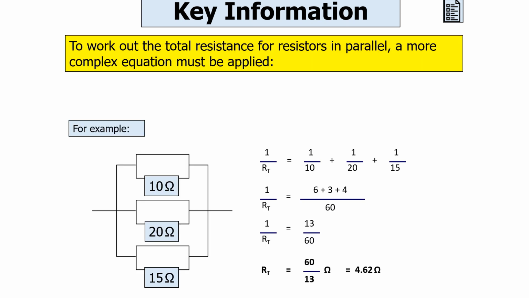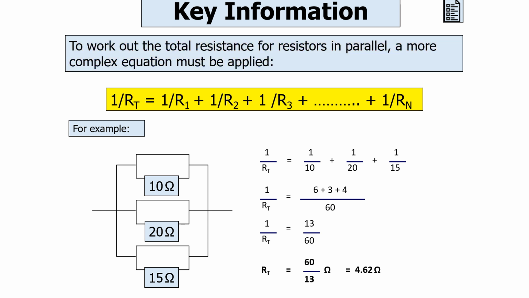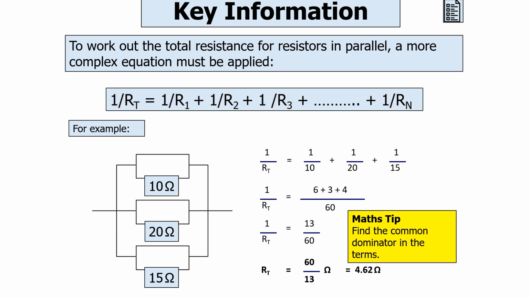For example, if we have a 10 ohm, 20 ohm and 15 ohm resistor in parallel, we can say 1 over R total is equal to 1 over R1 plus 1 over R2 plus 1 over R3. So it's 1 over 10 plus 1 over 20 plus 1 over 15. We then find the common denominator, which is 60, so it's 6 over 60 plus 3 over 60 plus 4 over 60.